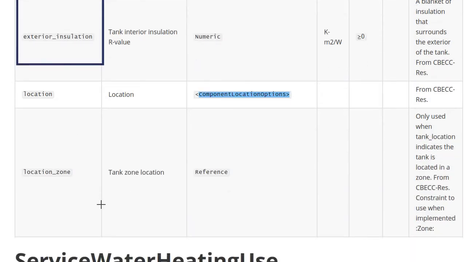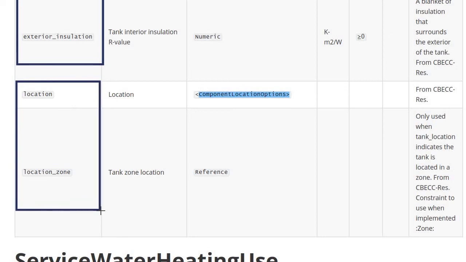And then the last two parameters have to do with where the tank is physically located. So the first is an enumeration for component location options. We've talked about that before, but we'll go over it again. And then if the option selected is in zone, then this is a reference to the location zone, a reference to that zone. So let's go over those couple of enumerations.